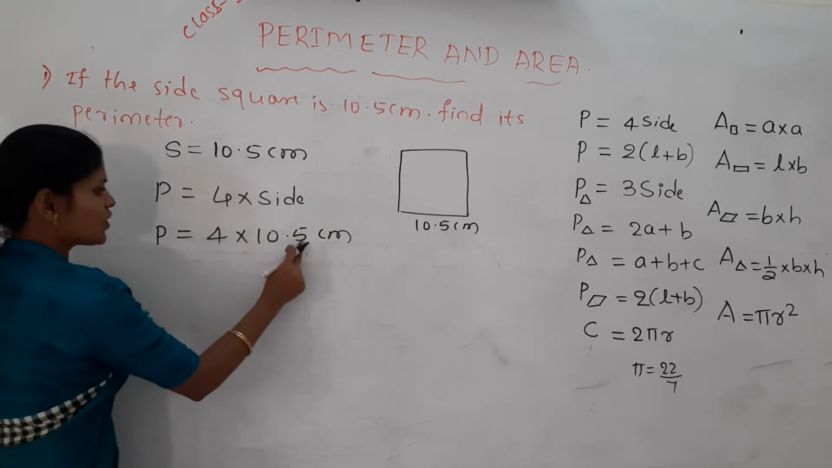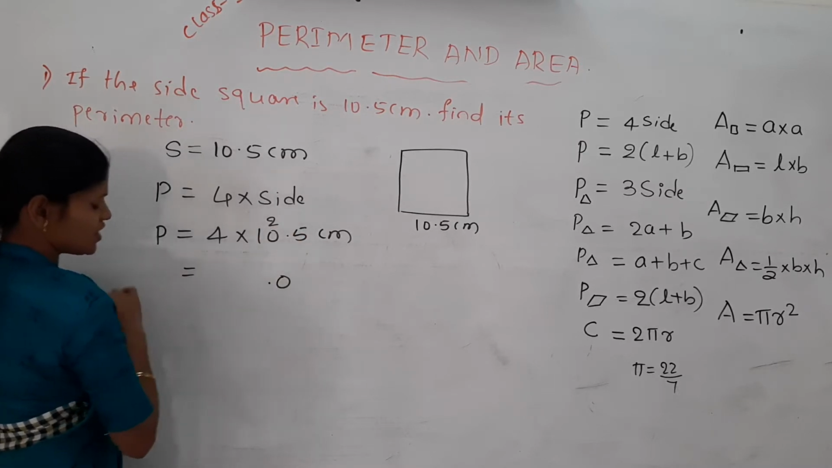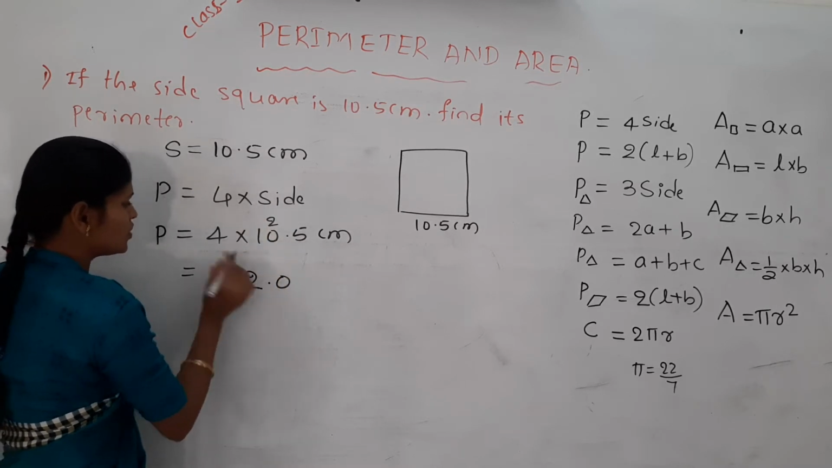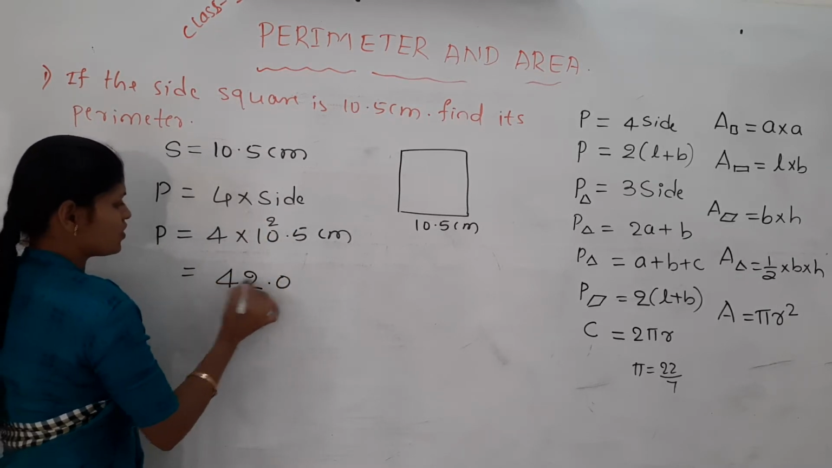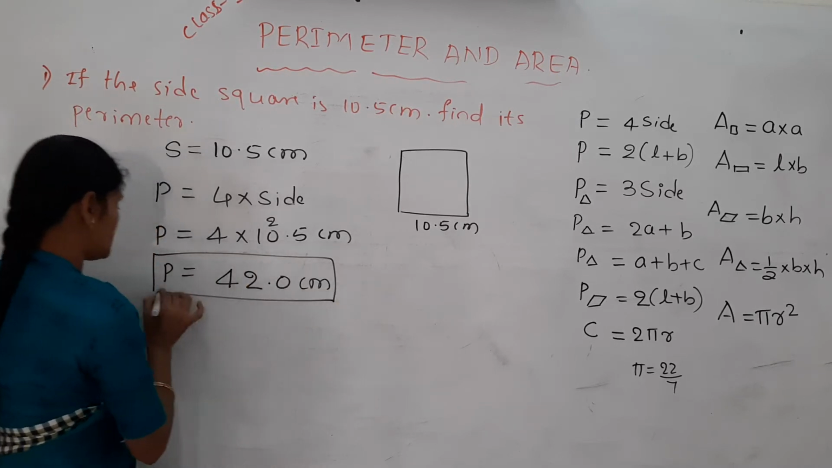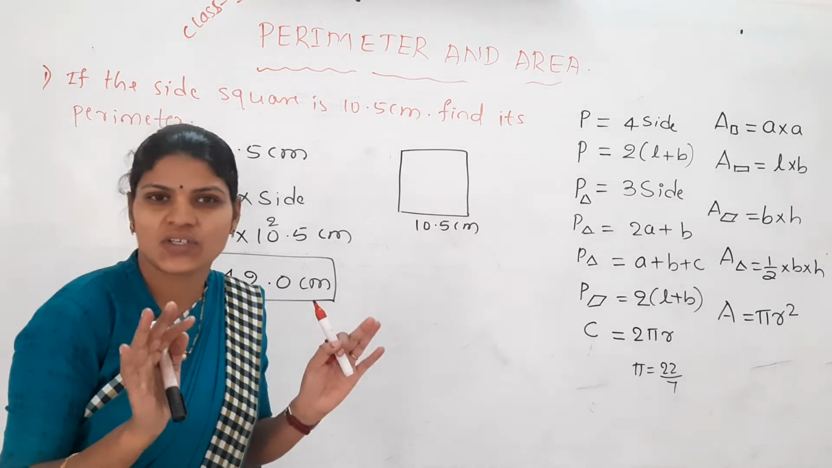4 into 5, 4 fives are 20. 2 carry, after this one decimal point. 4 into 0, 0, plus 2, 2. Then 4 ones are 4. 42 centimeter is the perimeter of this square. It is too easy.